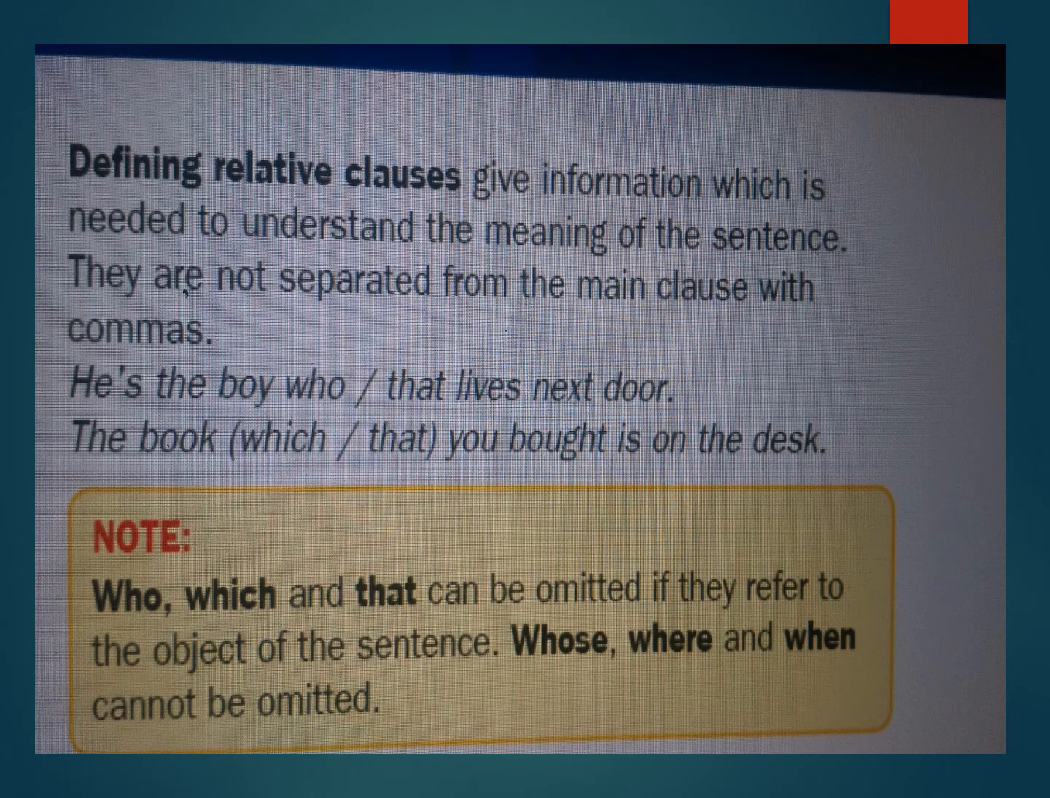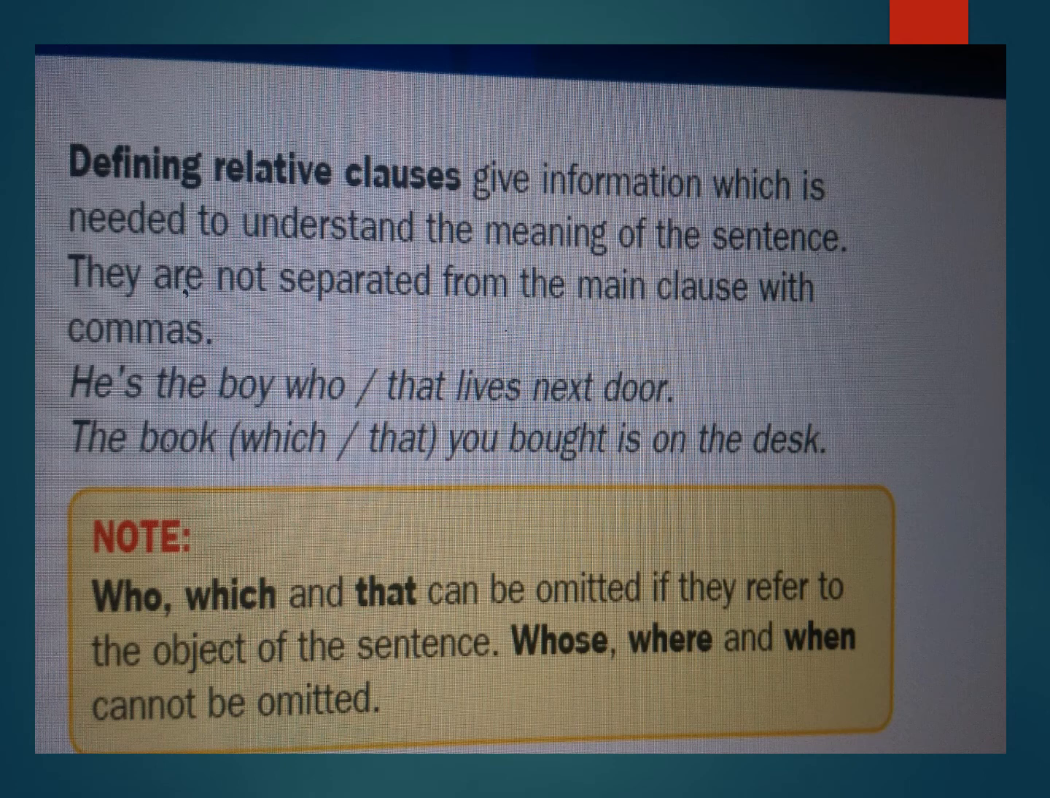The defining relative clauses give information which is needed to understand the meaning of the sentence. That's how we know that defining relative clauses cannot be omitted from the sentence. They are not separated from the main clause with commas. If you see the relative clause starting with a comma and ending with a comma, this means it's a non-defining relative clause. But if there are no commas, it is a defining relative clause.